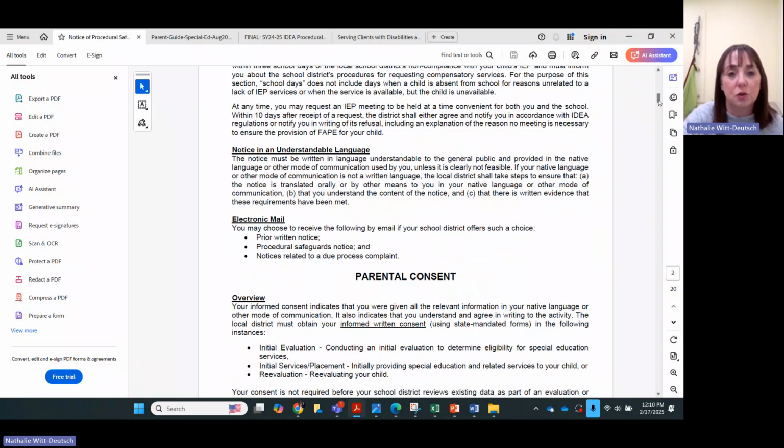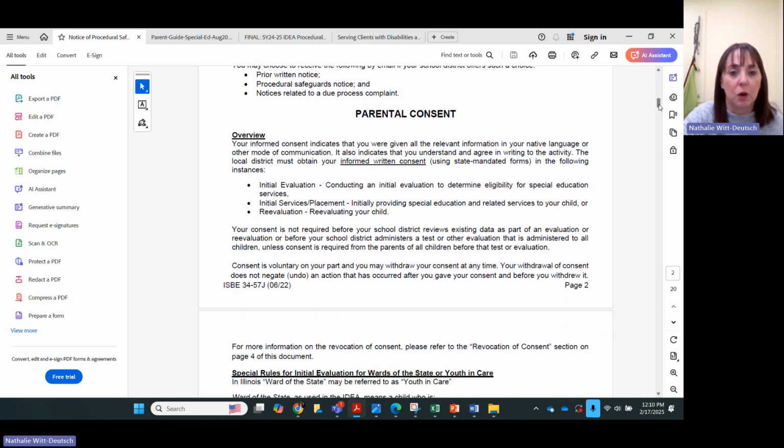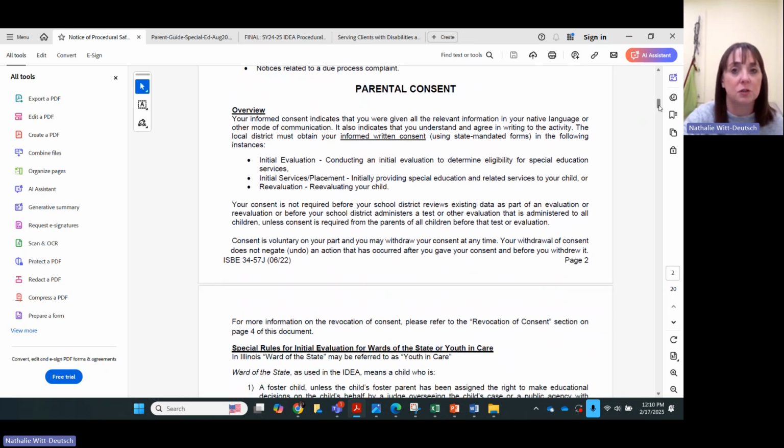You may choose to receive your notice by email. Prior written notice can be sent via email. Procedural safeguards notices related to a due process complaint, we'll go through what a due process complaint is at the very end, but they can send you things via email if you prefer. They can also send it to you in the mail through your address that is on file. We're going to go through some of these sections as well, but the procedural safeguards gives information with regards to what is your parental consent.